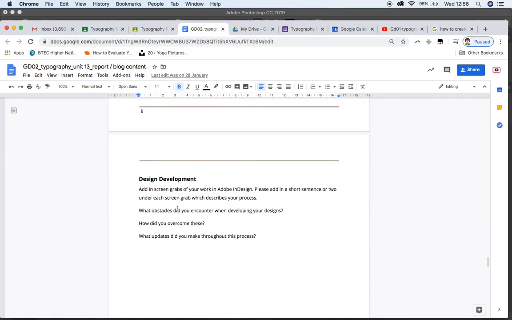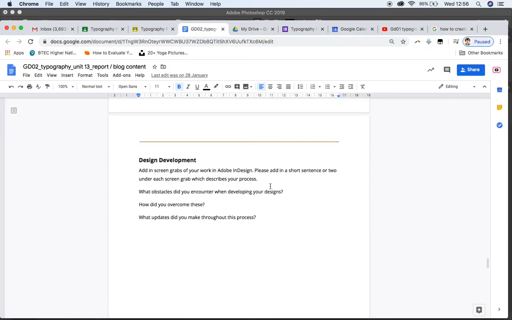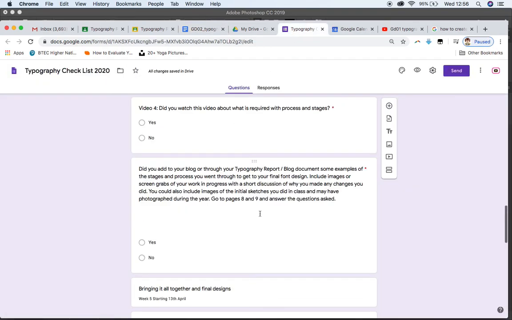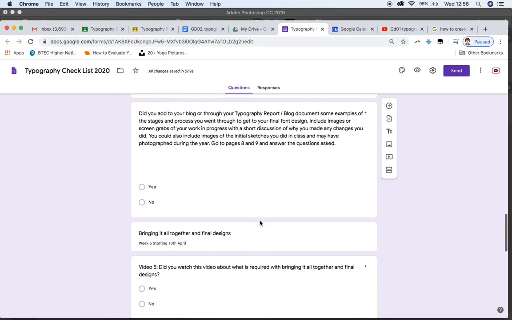And again, design, like adding grabs of your work in Adobe InDesign. That's Adobe Illustrator. We did the typeface in Adobe Illustrator, okay? So that's it for that section, I think. Let me see, pages 8 and 9.